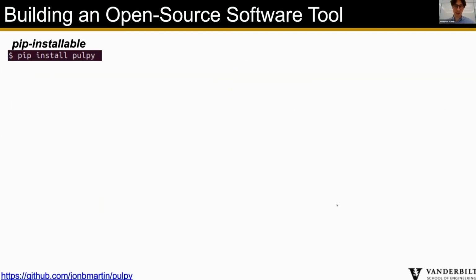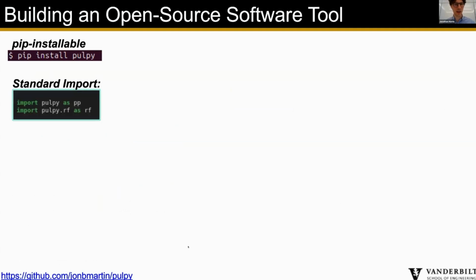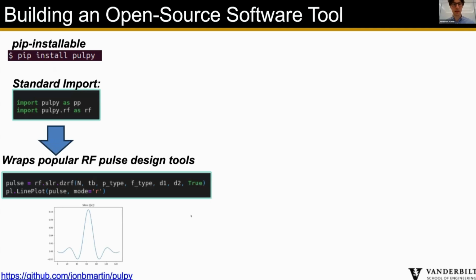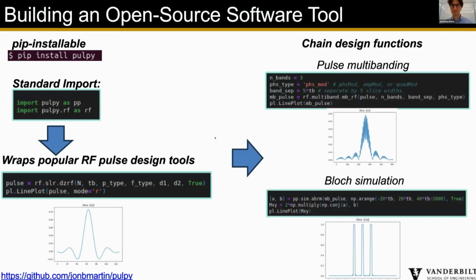And this, I think, has a lot of nice features: easily pip installable as a Python package, with some really nice standard imports, nothing fancy. And then you can wrap some really popular RF pulse design tools. So for example, I'm showing Python code that mimics John Pauly's SLR pulse design library, using the same convention, but in Python, and applying that.